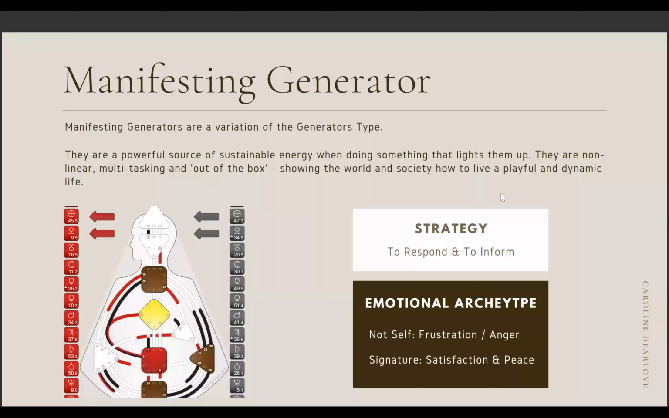Now, your emotional archetype as a manifesting generator, the not-self, is frustration and anger. Frustration comes up when you haven't responded. So when that comes up, it's an opportunity for you to assess the situation. Anger is when you haven't informed, when you find yourself getting angry about something. It's another opportunity to assess the situation that you are in. Your signature as a manifesting generator is both satisfaction and peace, but satisfaction comes first, like responding comes first.